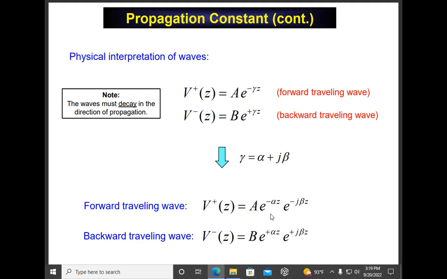Again, you see what the attenuation constant is doing, right? The forward wave is decaying in the positive z direction. This one's growing in the positive z direction, or decaying in the reverse direction. And again, the beta is giving you a phase shift, right? This is a j there. This is controlling the phase of the wave, right?